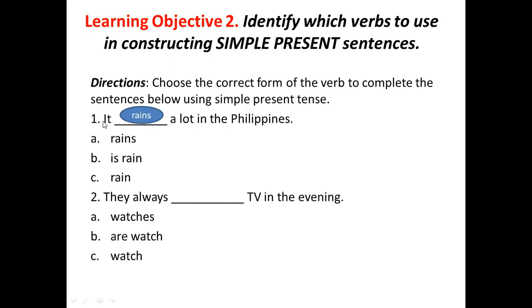They always blank TV in the evening. What's the subject here? It's they. So when the subject is they and it is plural, you don't need to add s. So it's, they always watch TV in the evening.